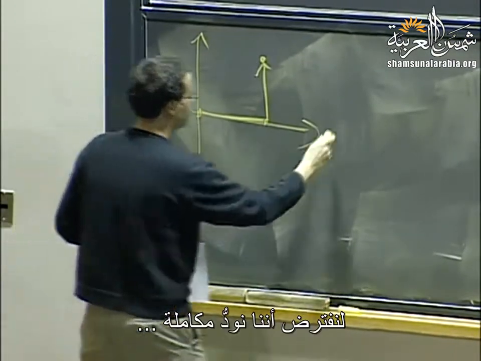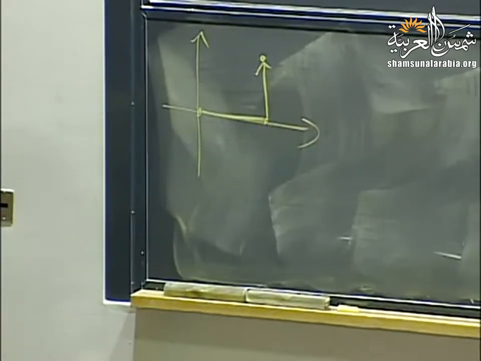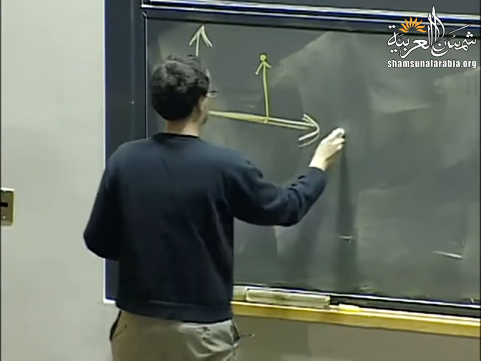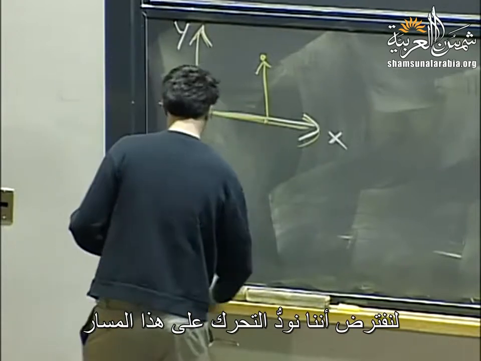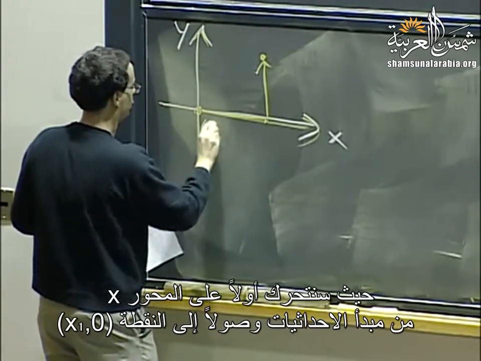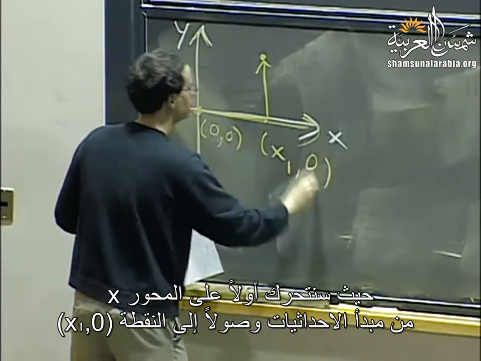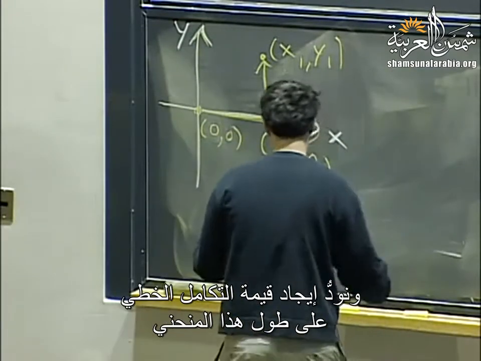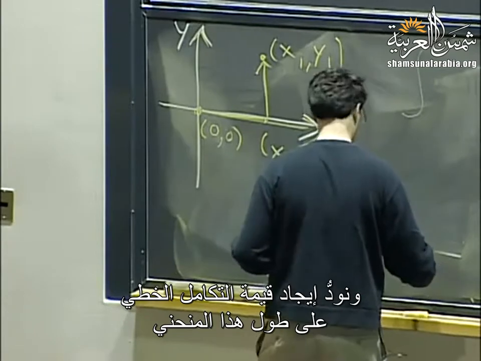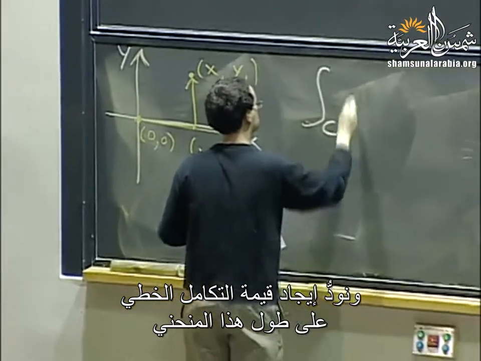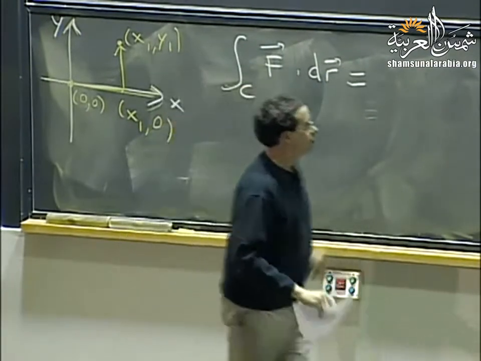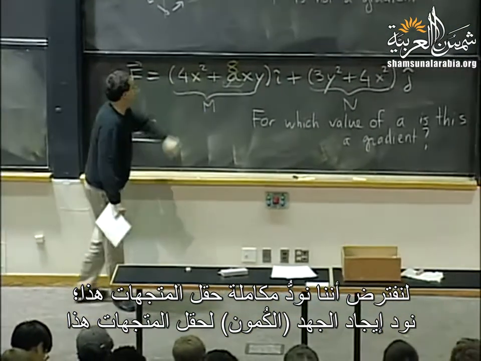Okay, so let's say that I'm going to integrate, sorry, how did I end up with 2 yellow? Okay, so let's say that I want to go along this path from the origin, first along the x-axis to x1, 0, then vertically to x1, y1. And so I want to compute the line integral along that curve. So let's say I want to do it for this vector field. Okay, I want to find the potential for this vector field.